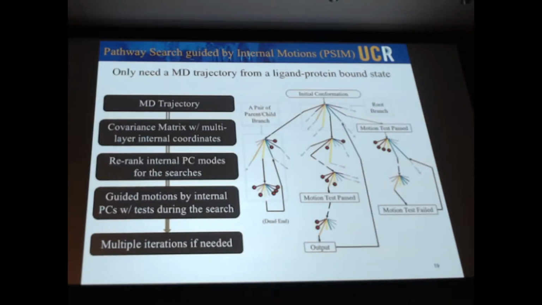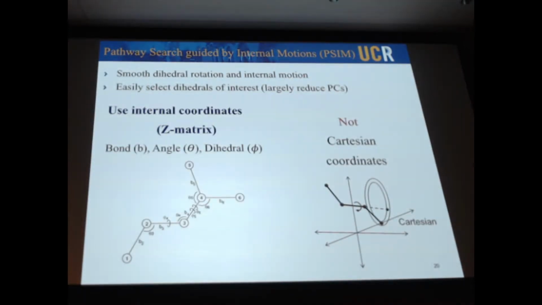Okay, that's the idea. This is simple, and there are a lot of details. I'm not going to talk about this. But one of the key critical points is we cannot use a Cartesian coordinate. We have to use an internal coordinate, we define a torsion coordinate, or traditionally, if you use quantum calculation, we call this Z matrix. So the advantage is the dihedral coordinate is a smooth rotation. Right? So you want to make your motion smoother, especially you want to describe some conformational change. That's one advantage. The second advantage is for dihedral rotation, you can easily select dihedrals. So this largely reduces your principal component modes. And for Cartesians, you cannot do this easily.